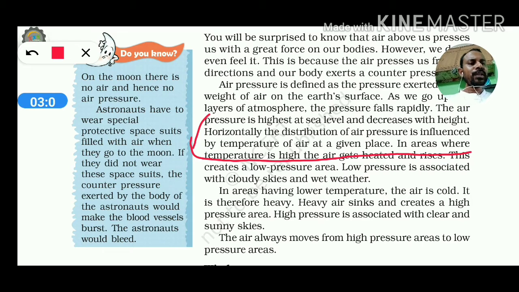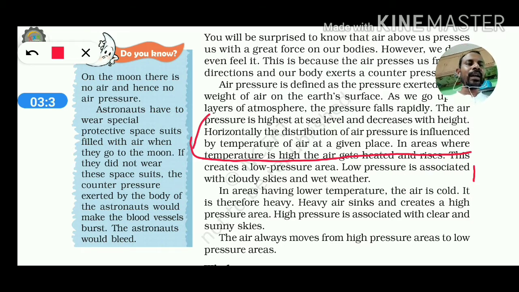So we have to keep in mind that the expansion of the air is very much concerned with the heat. So increase of the heat, increase of the temperature, leads to the development of low pressure. So I think it is clear to you.